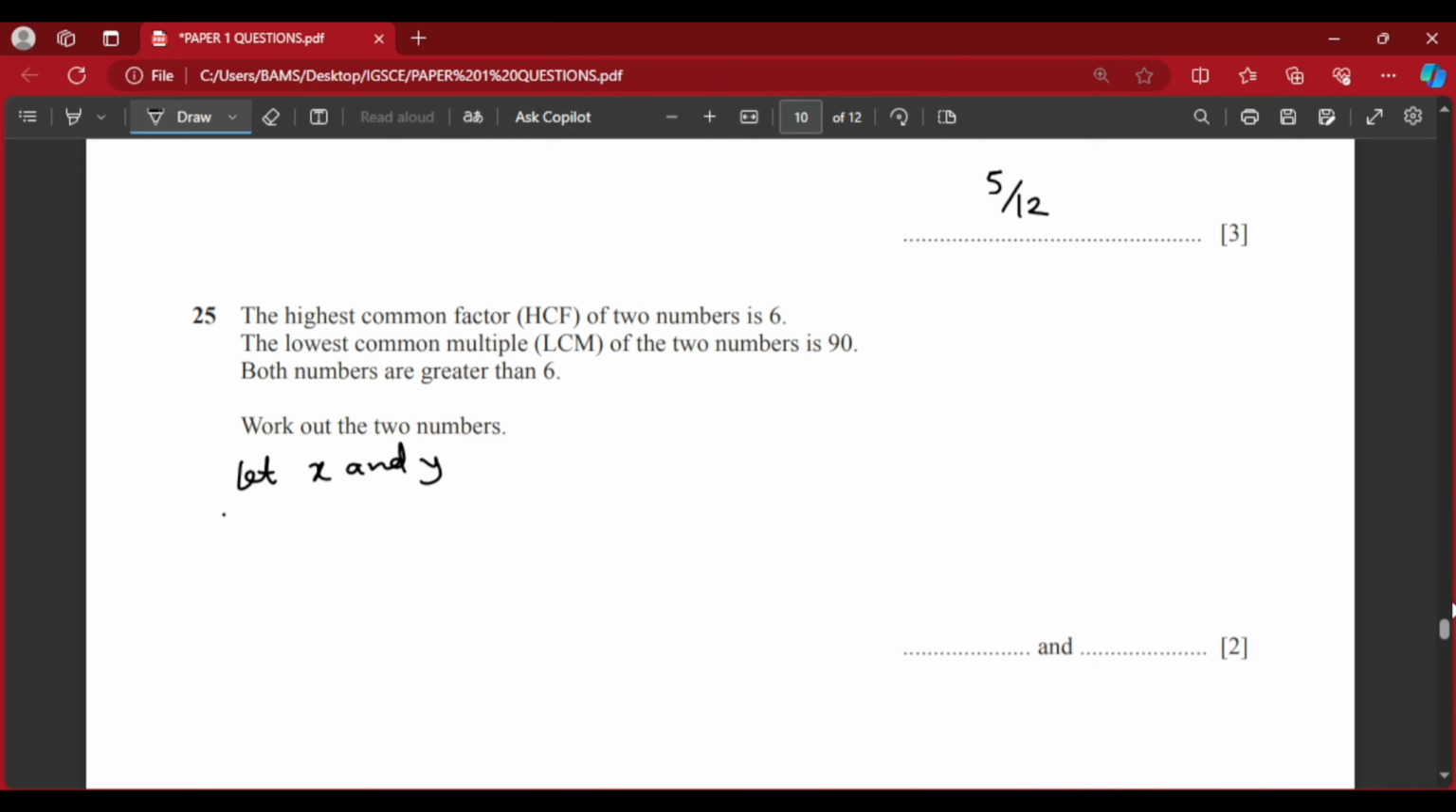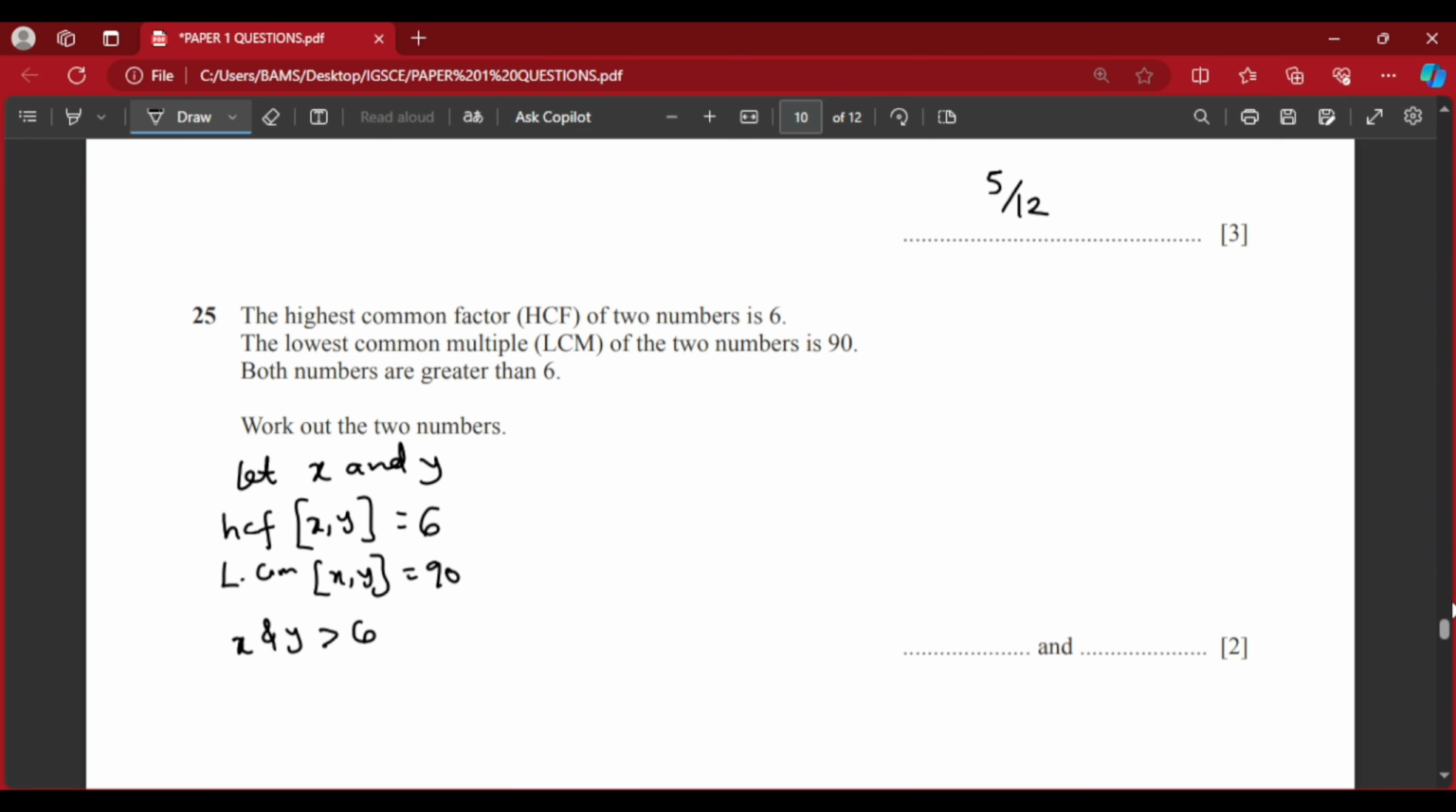So let me write it as the HCF of x and y is actually 6 as given in the question, right? And the LCM of x and y is 90, right? And both of them are greater than 6. So x and y are greater than 6. So we know what we are working towards.